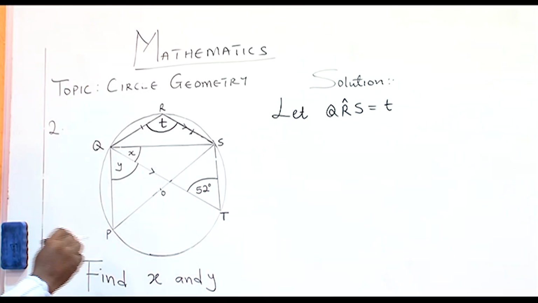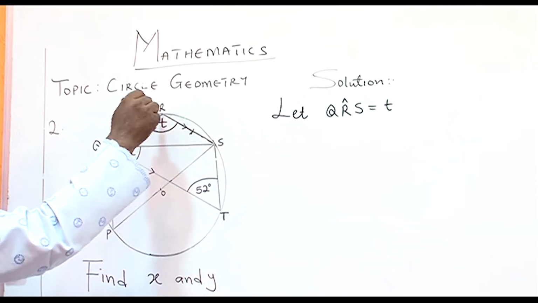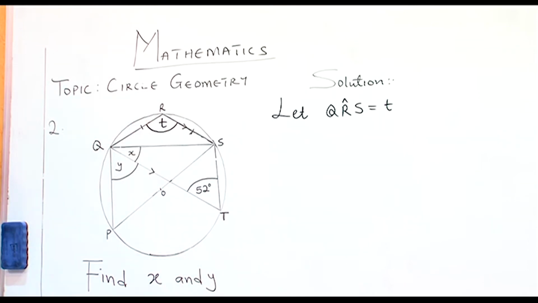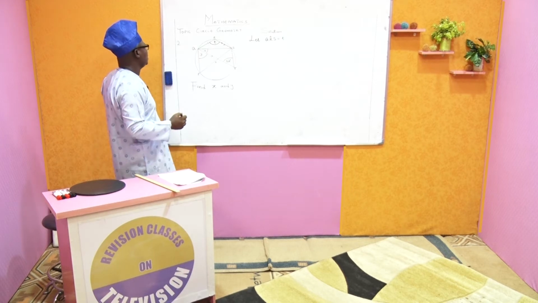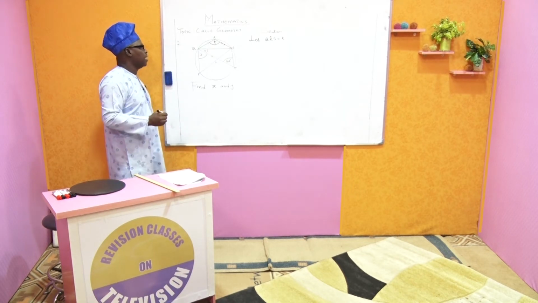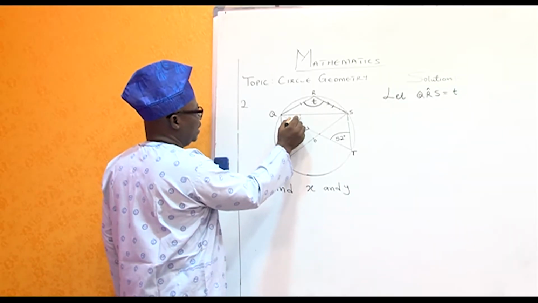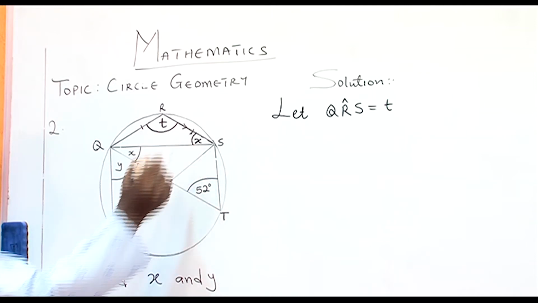Now if you look at the diagram, we have parallel lines, QT and RS. Both of them are parallel lines. You can see the symbol. Immediately I discover we have parallel lines, then I'm going to look at the properties of angles formed by parallel lines and transversal. So in that case, if this angle here is x, this one here will also be x.